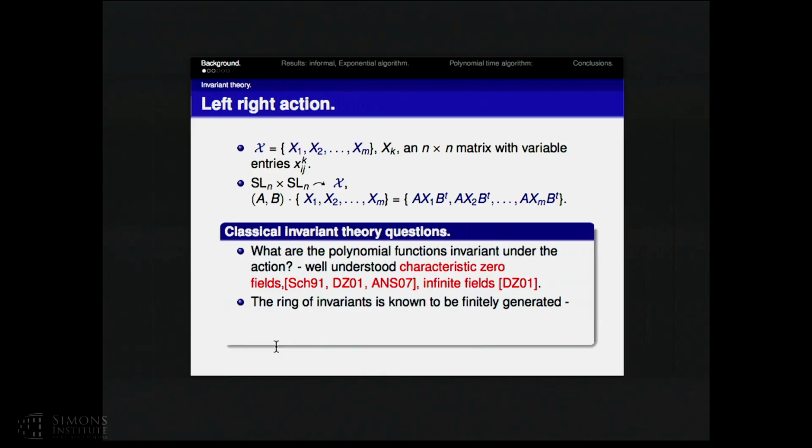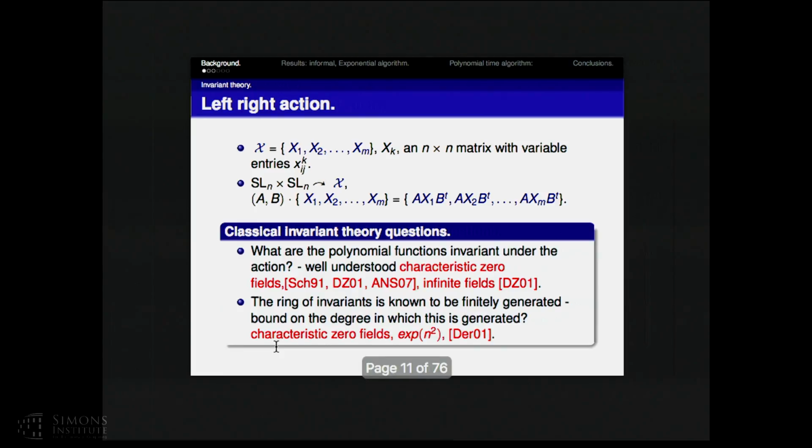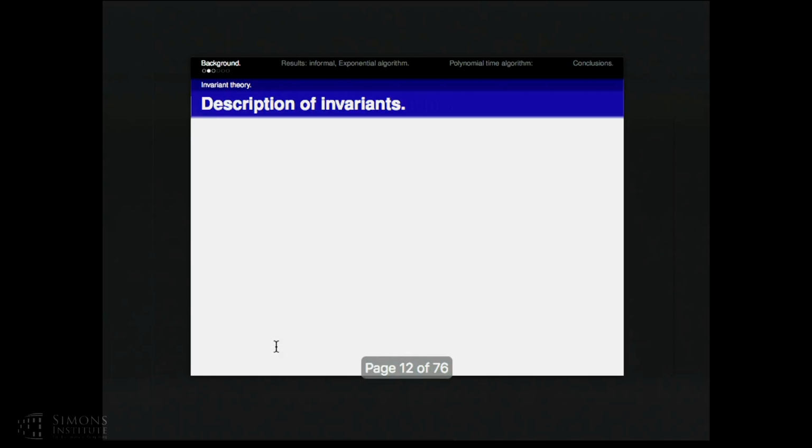Then the classical results also tell you that the invariants actually form a ring. If F is an invariant and G is an invariant, F plus G is an invariant, F times G is an invariant, and so on. So you have a ring, and this ring is known to be finitely generated. A natural question is the bound on the degree in which the generators lie. From classical work of Derksen, it follows that generators can be chosen to have degree exponential in n squared. Note that this is independent of the m that you have.